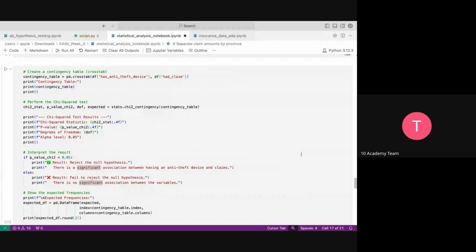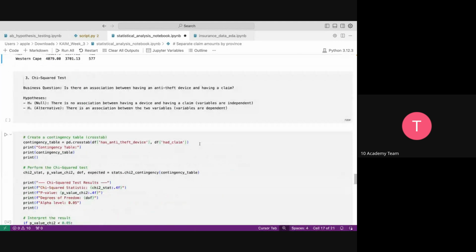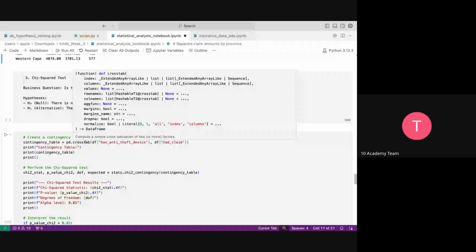So let's go to the last one. We're trying to see if there is a relationship between an anti-theft device installed in the car and having a claim. They are both categorical. So the null hypothesis is that there is no association between them, and the alternative is that there is an association between the two variables. The first thing we're going to do is create a cross table, a contingency table.